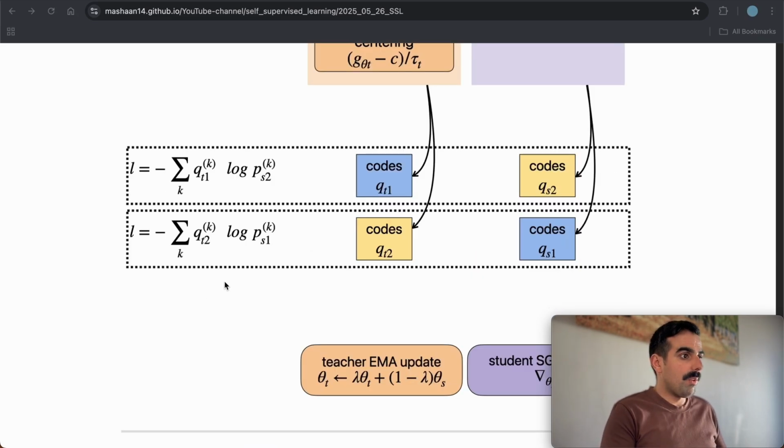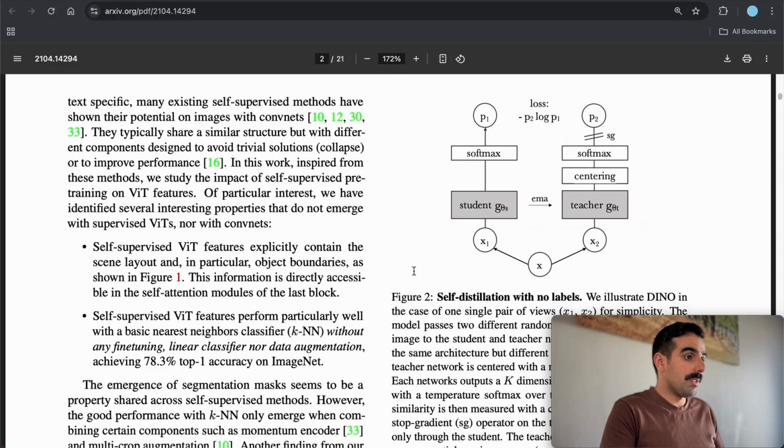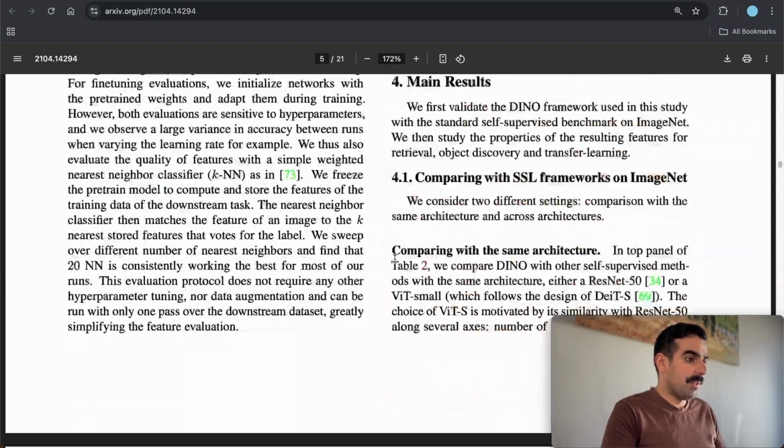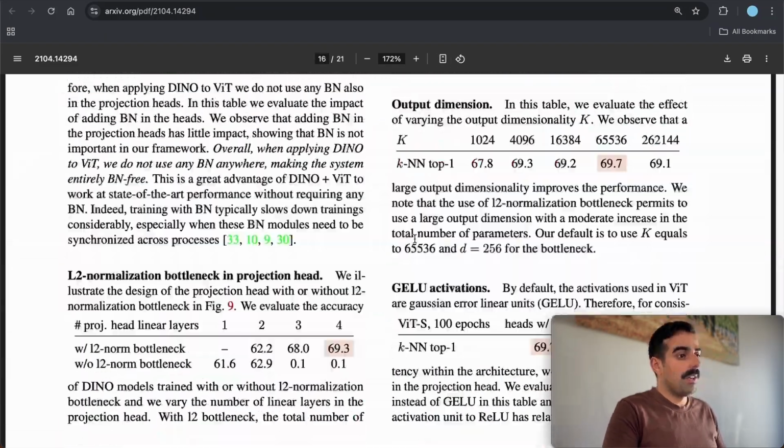There is valuable information in the appendix of the DINOv2 paper. For example, here they are testing the number of prototypes. They found that this number gives better results than starting with 1024 or going all the way up to 260,000. So that's why they chose this number, and they stick with this number even for DINOv2.